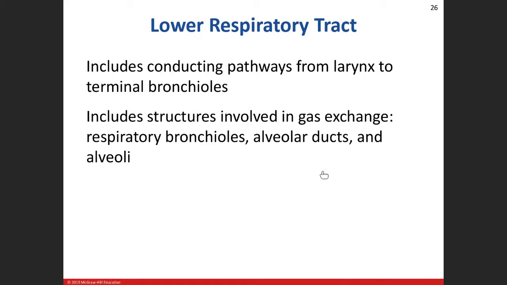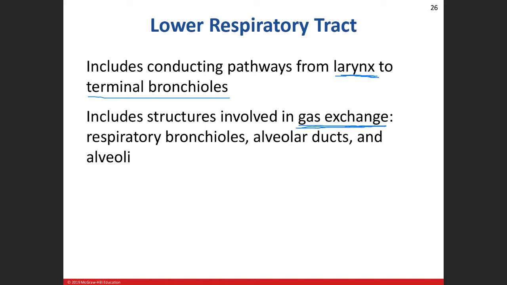Now we're going to move into the lower respiratory tract. The lower respiratory tract is from your voice box, the larynx, all the way down to the terminal bronchioles. Anatomically, that's pretty big; the upper respiratory tract is not as big. You've heard of terms like upper respiratory tract infection and lower respiratory tract infection. Someone who has bronchitis has a lower respiratory tract infection. In the lower respiratory tract, we're going to see gas exchange.